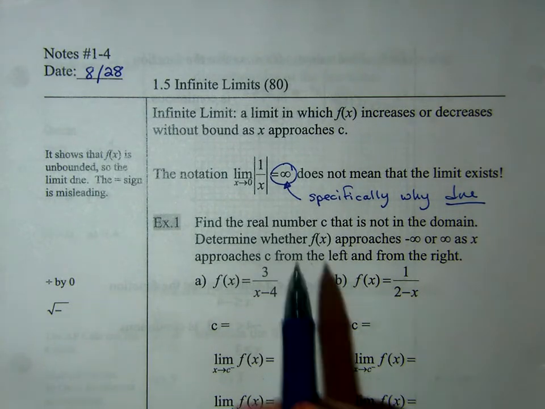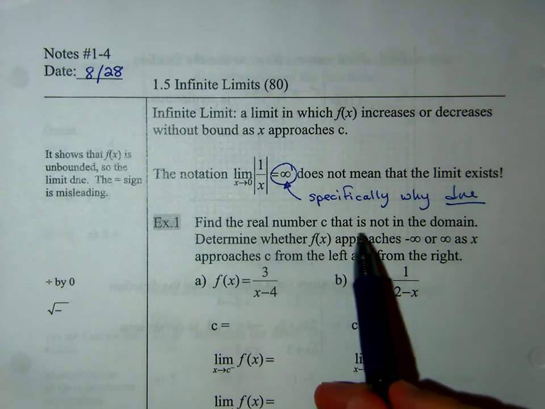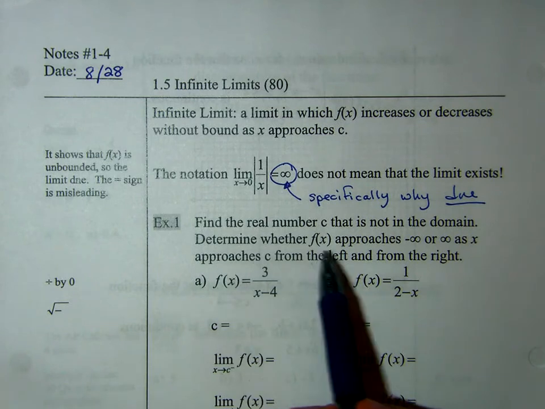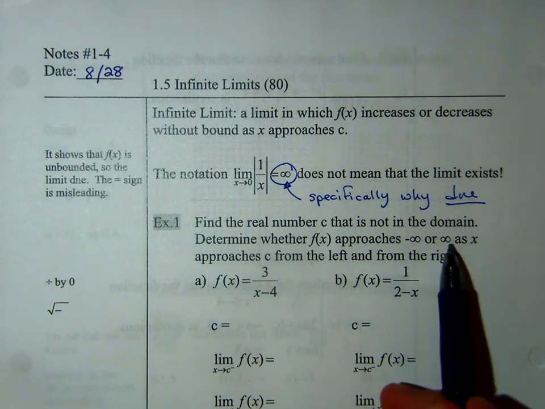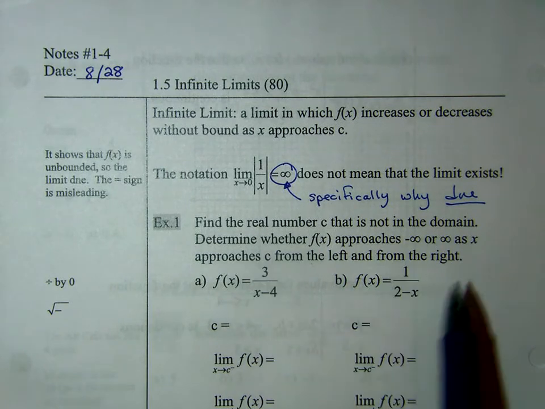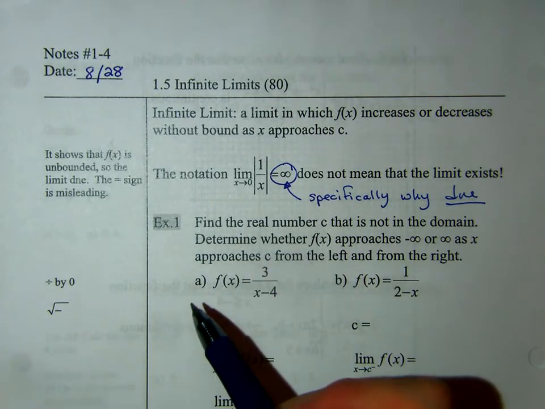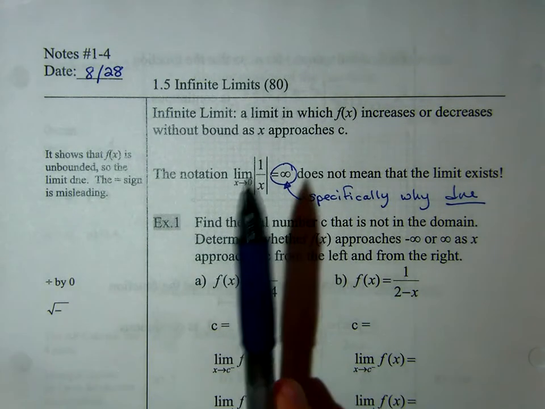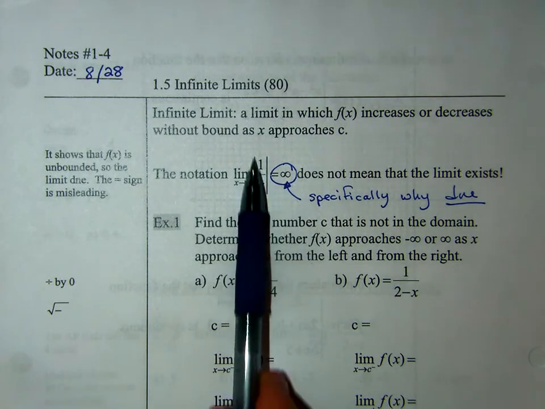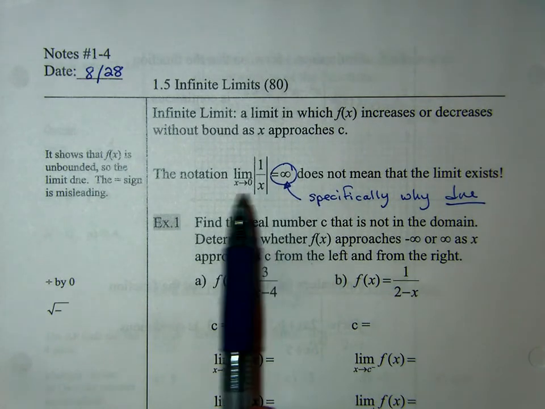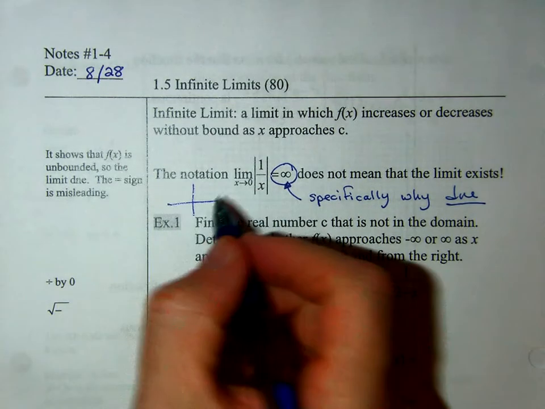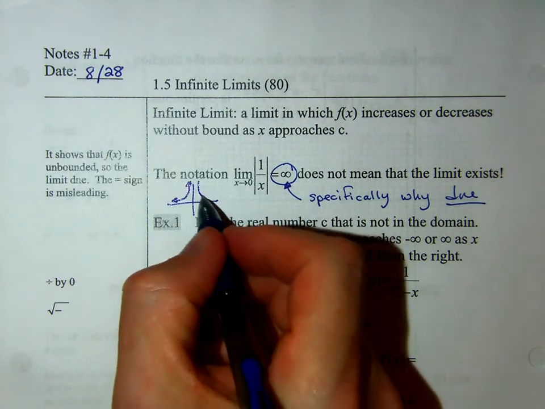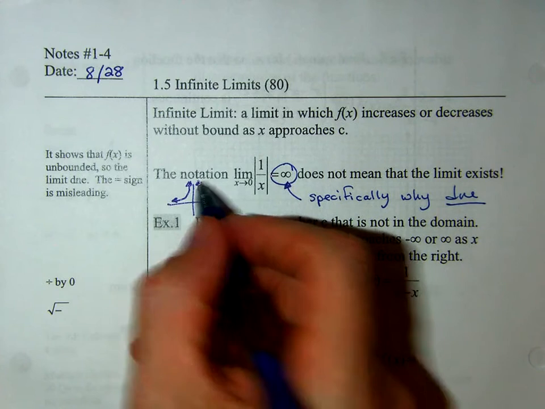Okay. So find the real number c that is not in the domain. Determine whether the function approaches negative infinity or positive infinity as x approaches c from the left and from the right. Just to be clear on this one, it was the absolute value of 1 over y. So the graph of that actually looks like this, and both sides approach positive infinity.